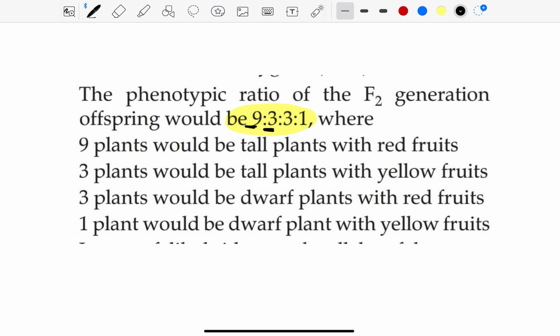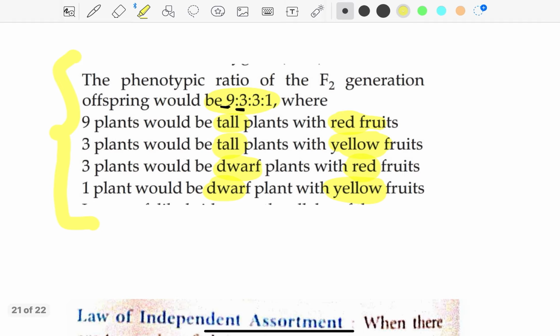So let's see, this 9 means that the plants are tall with red fruits. 3 means tall with yellow fruits. 3 means dwarf with red fruits. And 1 means dwarf with yellow fruit, which means recessive characters. So this is how exactly you have to answer to get the score. Understood? Let's look at the third question.